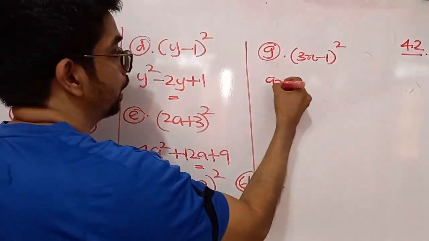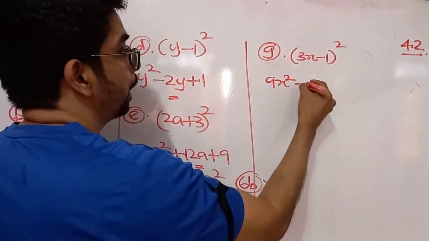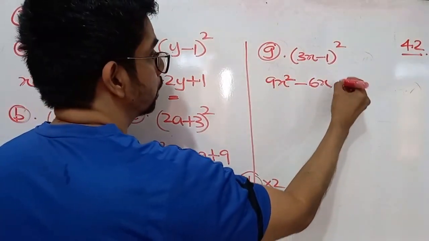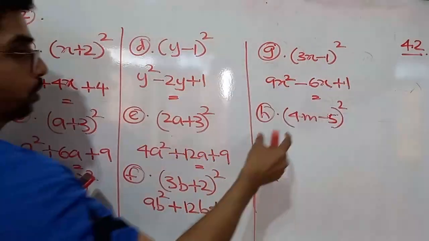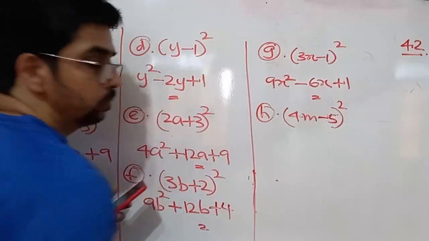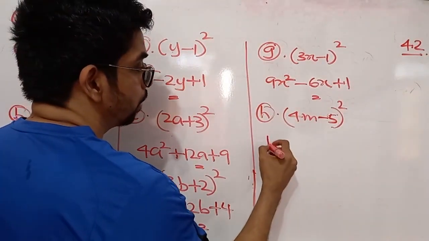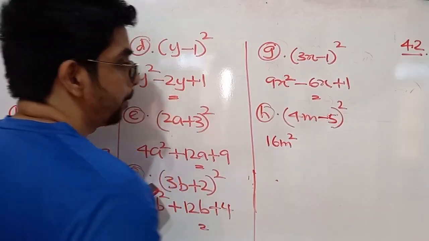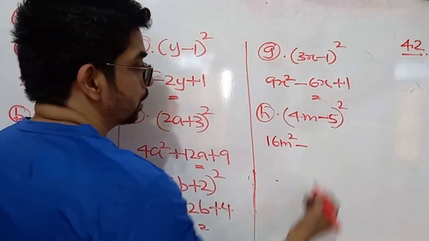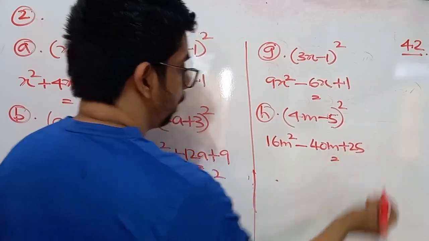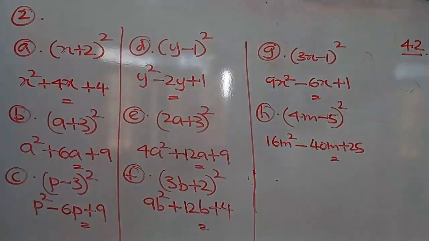So this becomes what? 9x squared minus 3x into 2. This becomes what? 6x plus 1. So we have a negative value. So definitely we will get a negative term here. So this becomes what? 16m squared, minus 40m plus 25. So that's the answer. Okay.